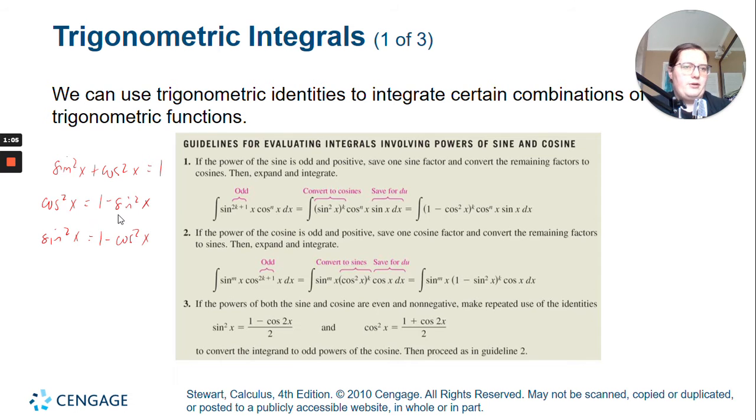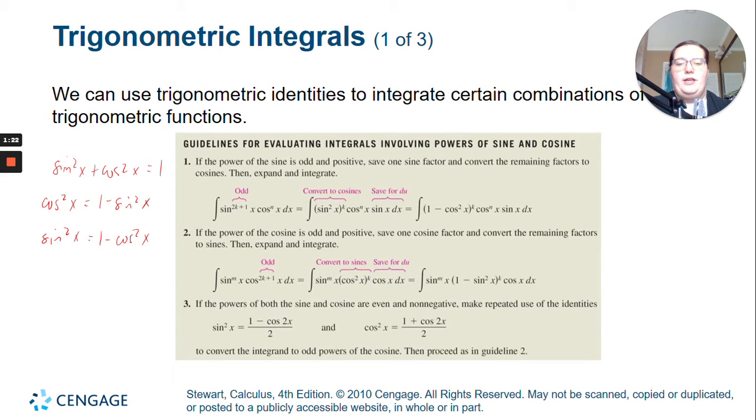So if one of the powers is odd, like if I had cosine cubed or sine cubed or something like that, I am going to take one of those out and save it because I'm going to use U substitution. Right, so if one of them is odd, that's what I'm going to do.